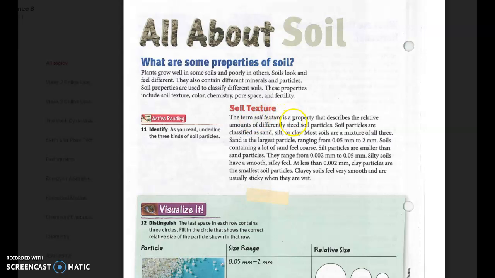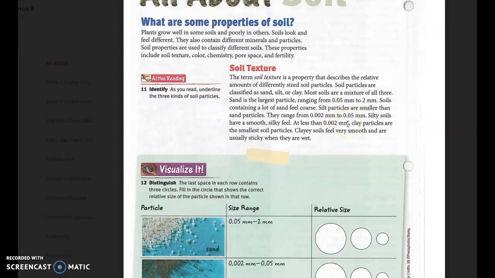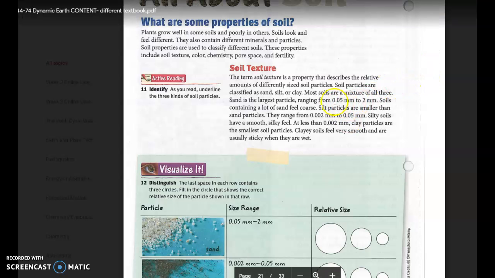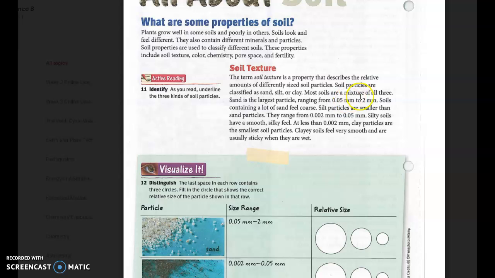The term soil texture is a property that describes the relative amounts of differently sized soil particles. Soil particles are classified as sand, silt, or clay. Most soils are a mixture of all of these. Sand is the largest particle, ranging from 0.05 mm, which stands for millimeter, 1,000 of these in 1 meter, to 2 millimeters. Soils containing a lot of sand feel coarse.